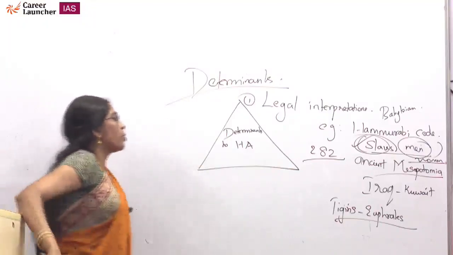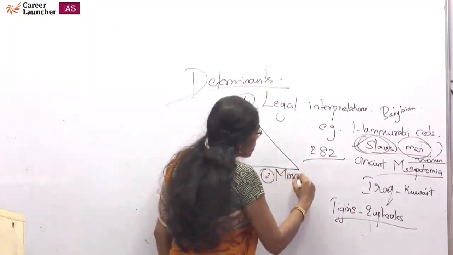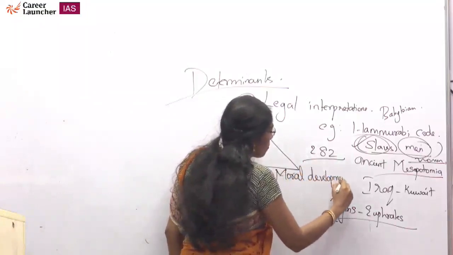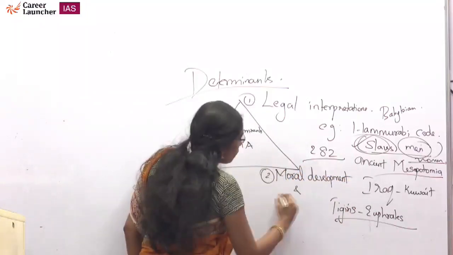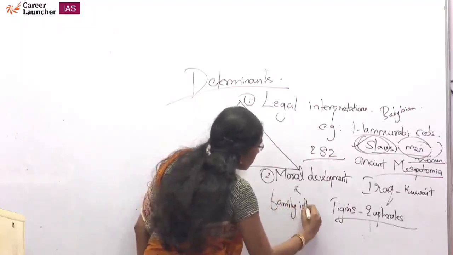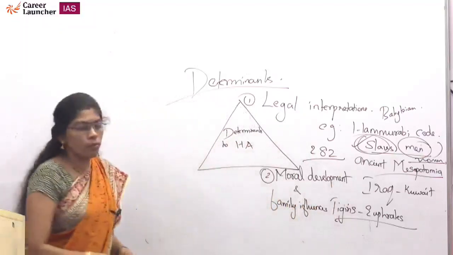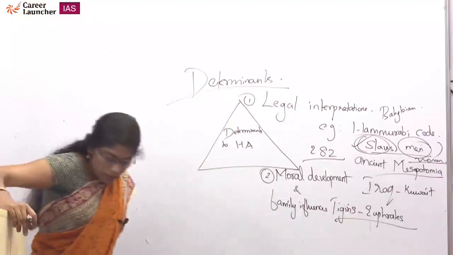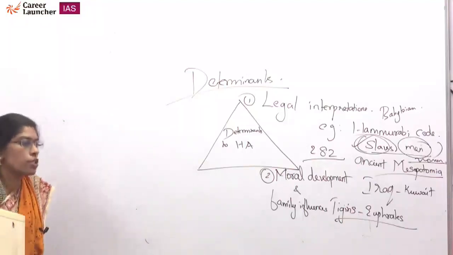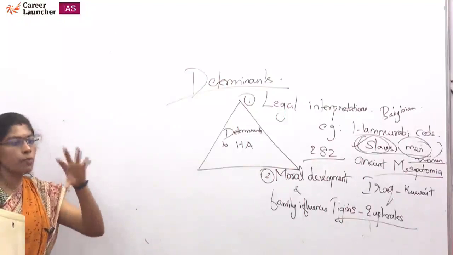And then the second one we can call moral development. Moral development and family influences. So what is this moral development and family influences? I already told you yesterday, there is also a separate topic for you: role of society and educational institutions in inculcating values. So moral development is nothing but developing your value systems.